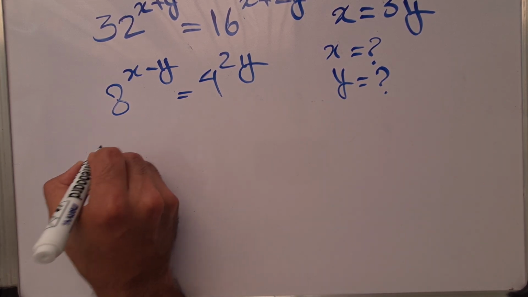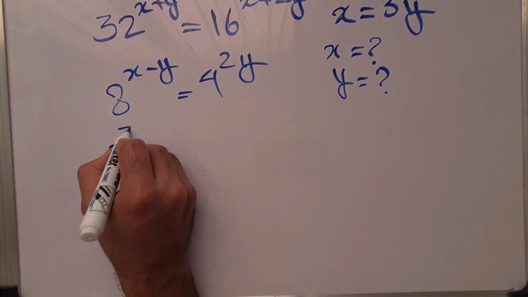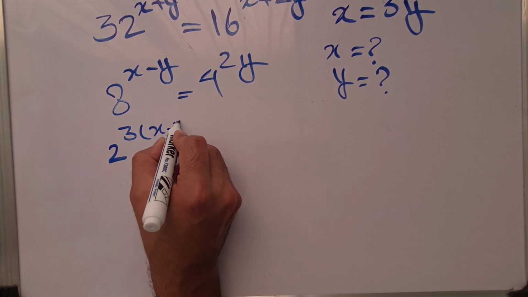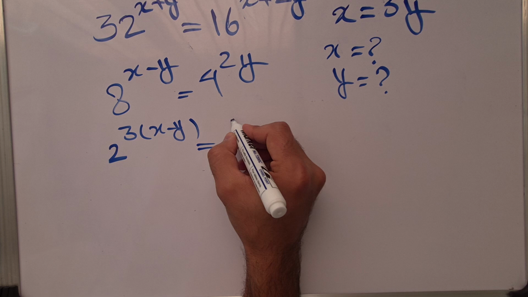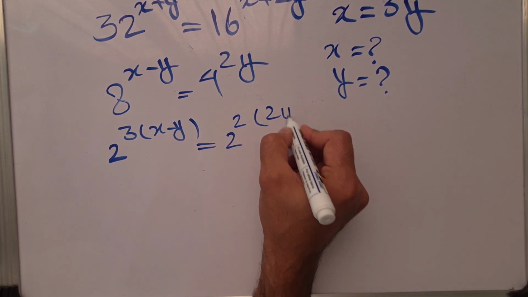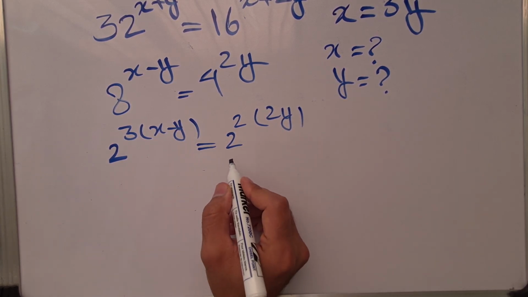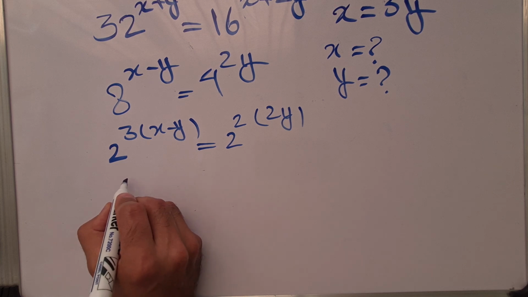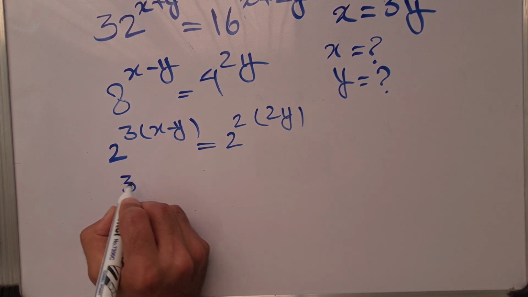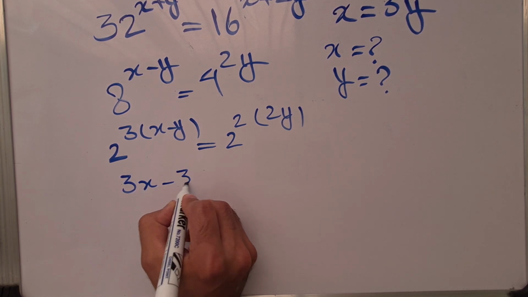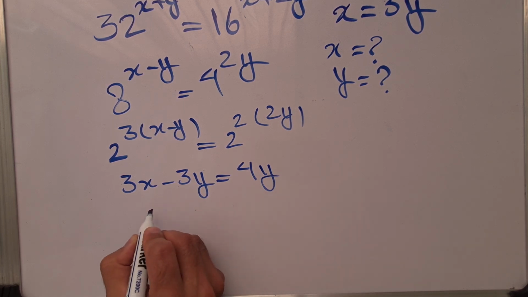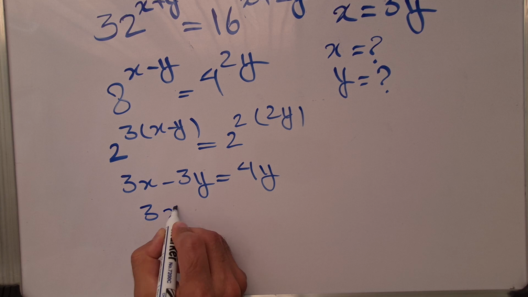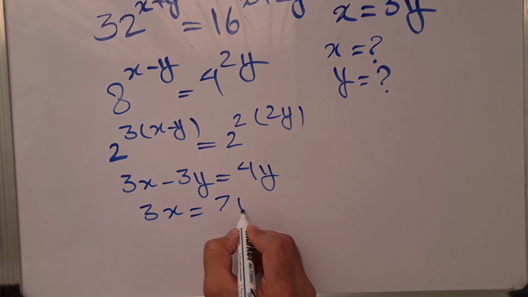So 8 is 2 to the 3, times (x minus y), equals 4, which is 2 to the 2, to the power of 2 times 2y. So the bases are the same, the exponents are the same as well. 3x minus 3y equals 4y, so 3x equals 7y.